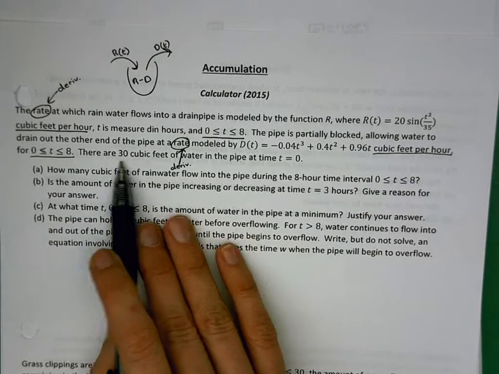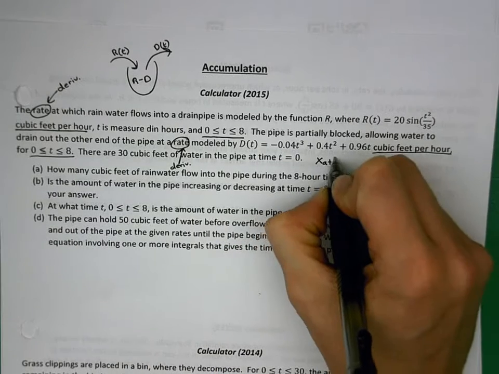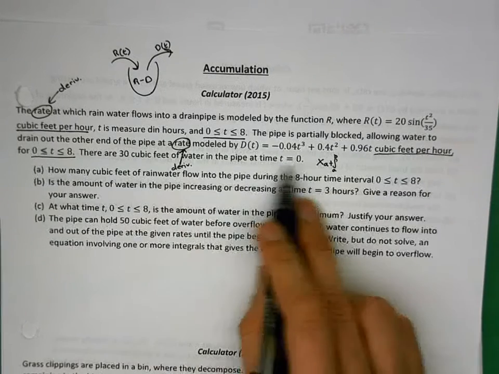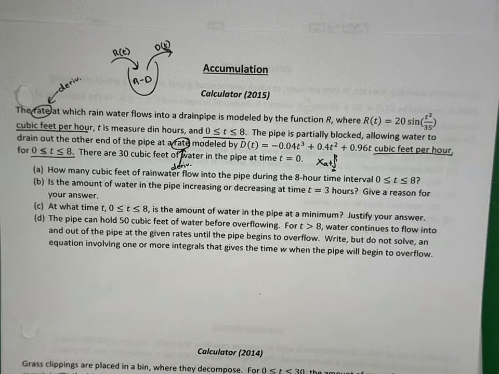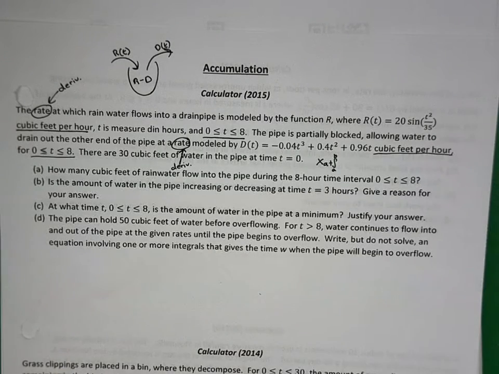There are 30 cubic feet of water in the pipe at time t equals 0. For me, this brings to mind x sub a plus the integral from a to b. Why are they taking the time to give me a location if that location is not going to in some way, shape, or form be important later on? Okay? So then we're on to A.